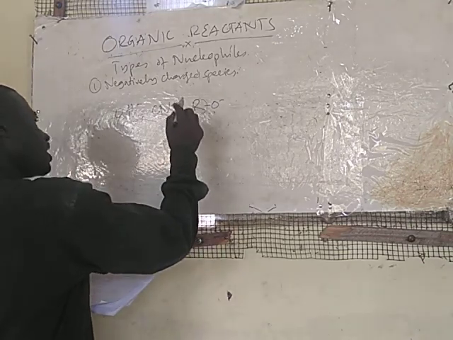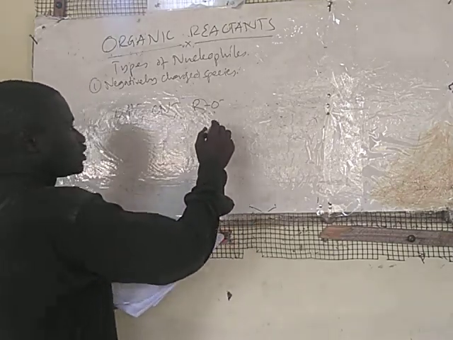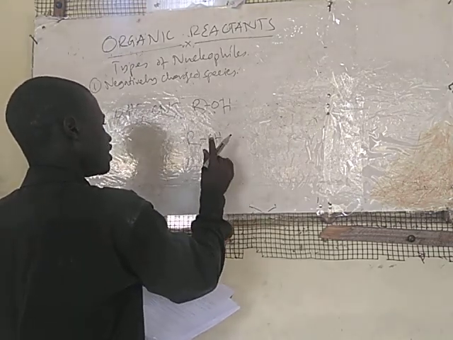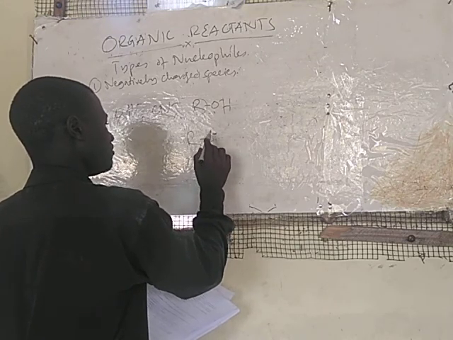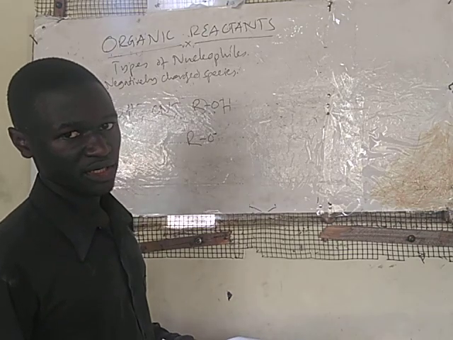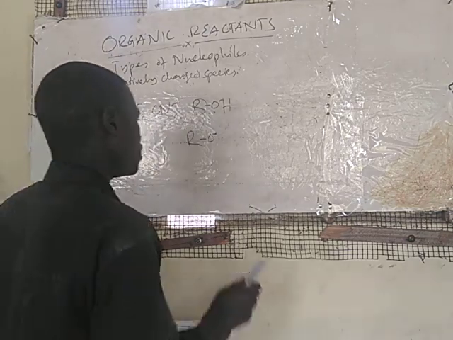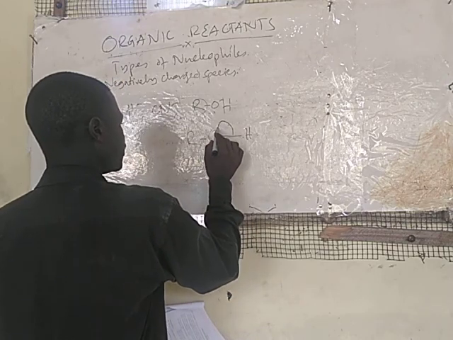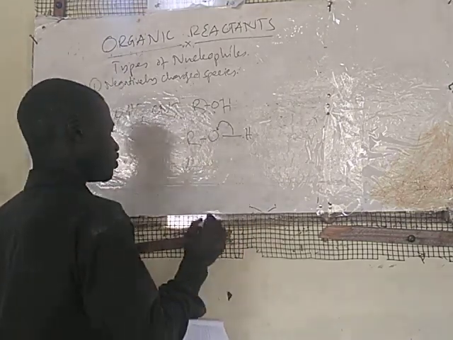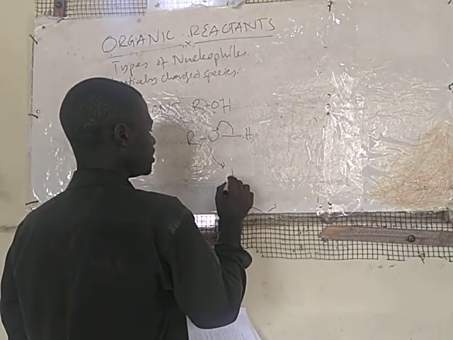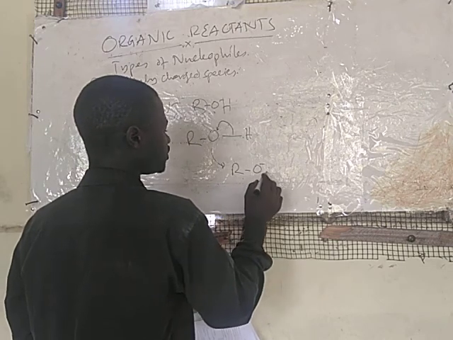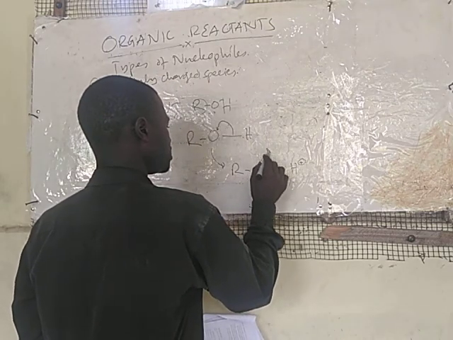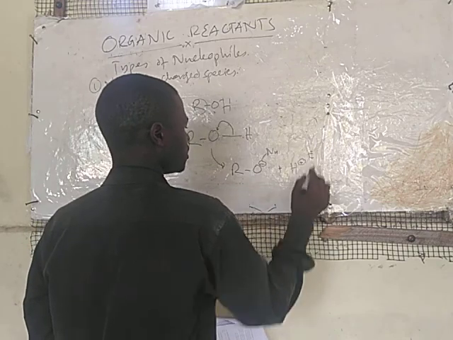Here R is an alkyl group, then O. For example, maybe this was an alcohol, ROH. If we remove this hydrogen by heterolytic bond cleavage, which we shall discuss later in the next session, all of these electrons are released to oxygen. The result will be R, then O, which will be negatively charged, and hydrogen will be positively charged. So this negative charge indicates that this is the nucleophile, while the hydrogen will be the electrophile.